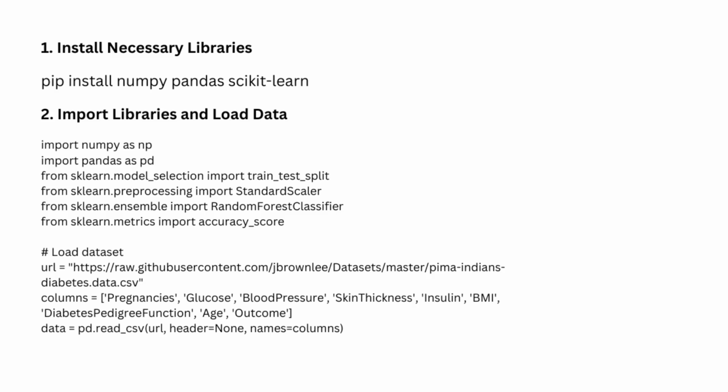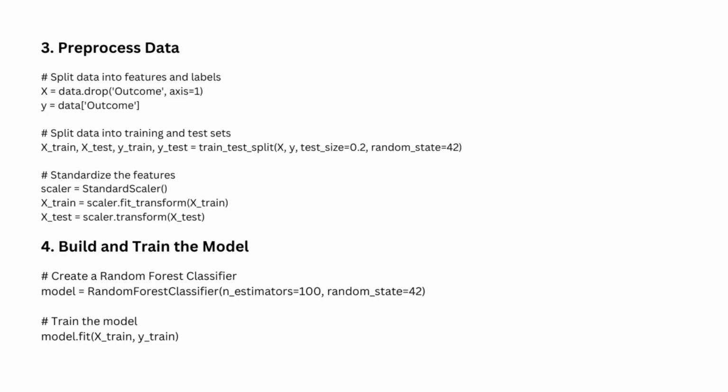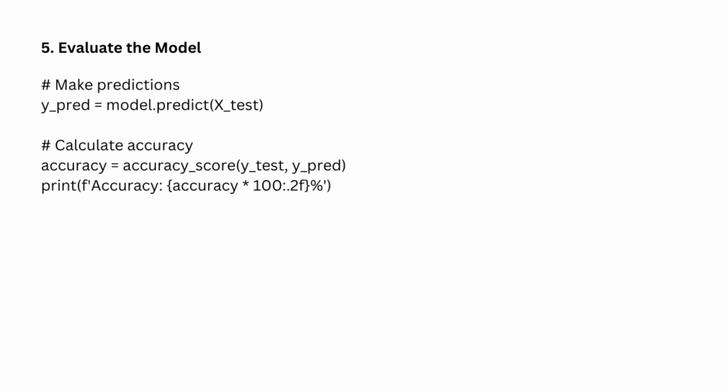2. Import libraries and load data. Next, we import the libraries and load the dataset. 3. Pre-process data. Now, let's pre-process the data by splitting it into features and labels, and then into training and test sets. 4. Build and train the model. We'll use a random forest classifier. 5. Evaluate the model. Finally, we evaluate the model's performance.